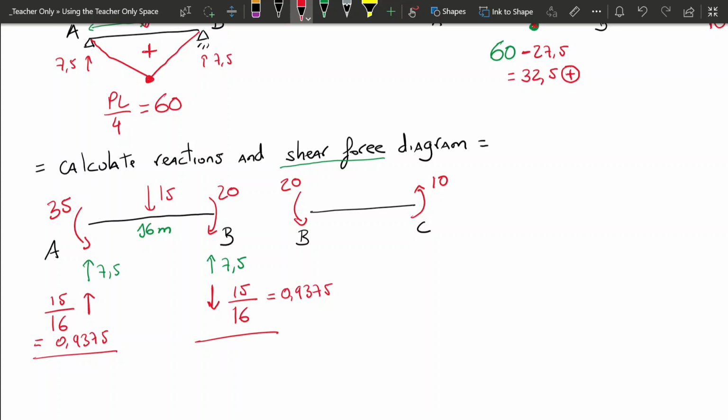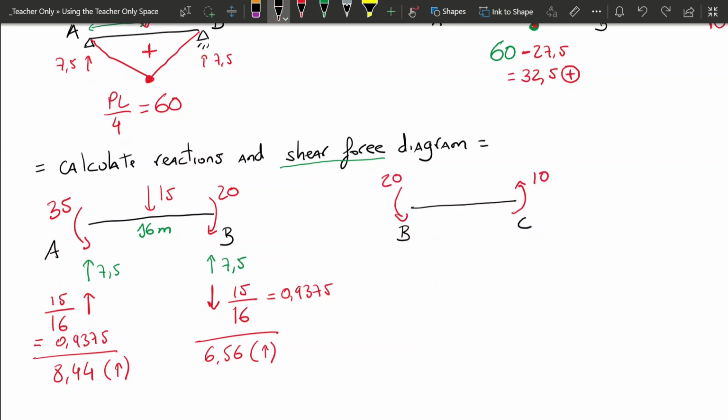Then we can add them up. And here we add them up because they have the same direction. So in the calculator, plus 7.5 gives me 8.44. No need to be very detailed with the forces. And then on the other side is 7.5 minus 0.94. That's equal to 6.56 kilonewtons, always also pointing up.